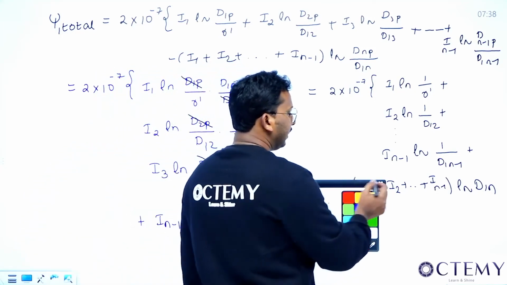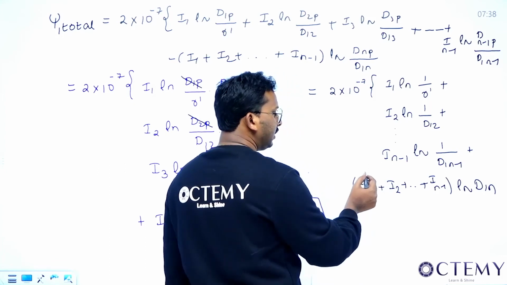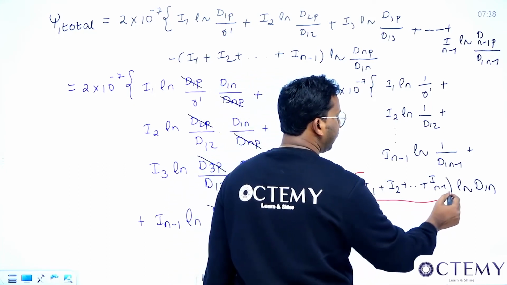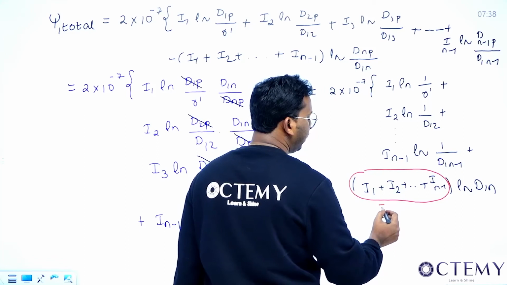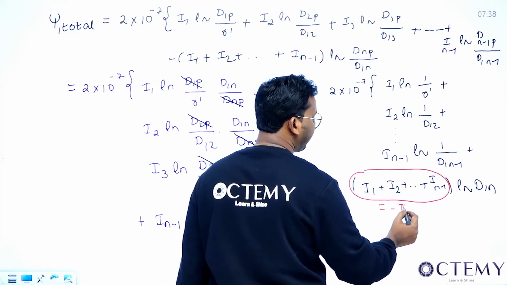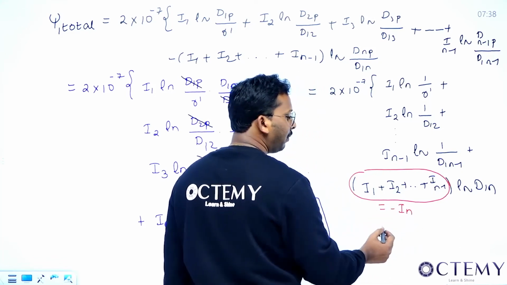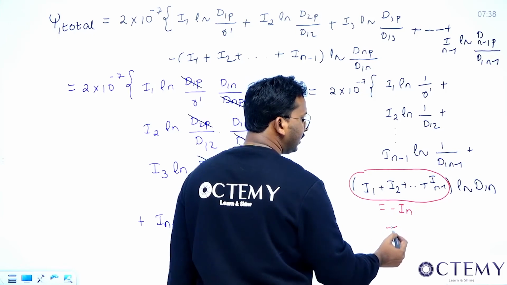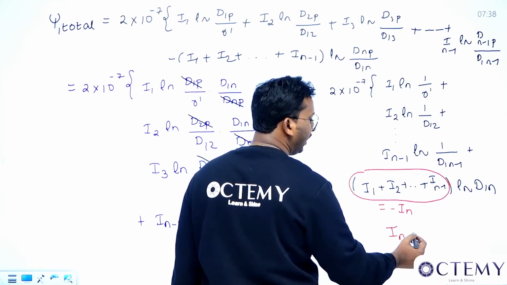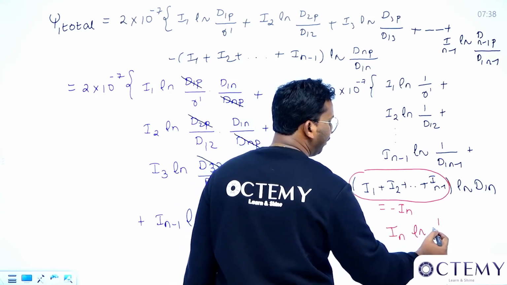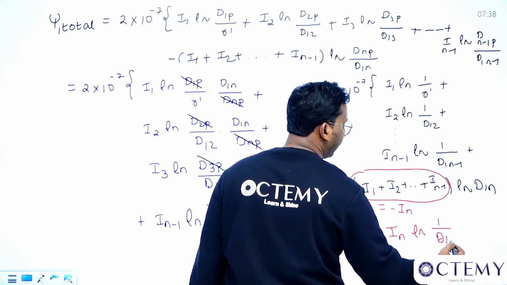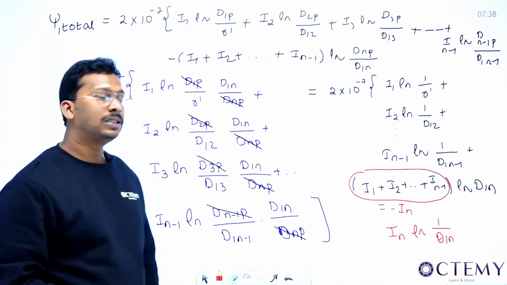I can write this as what, sir? This I1 plus I2 plus I3 and then so on. This entire thing can be replaced with minus In, and this minus sign can be taken care of as this last term only I am modifying, In into ln 1 by d1n, right? So this is the beauty, sir.